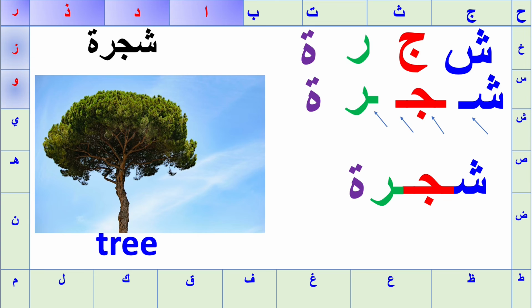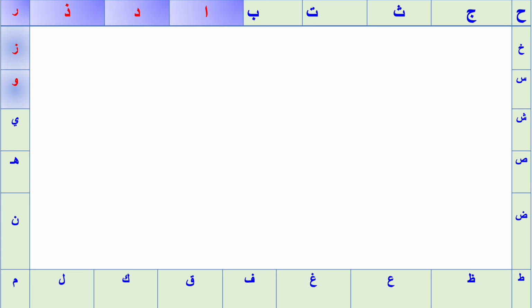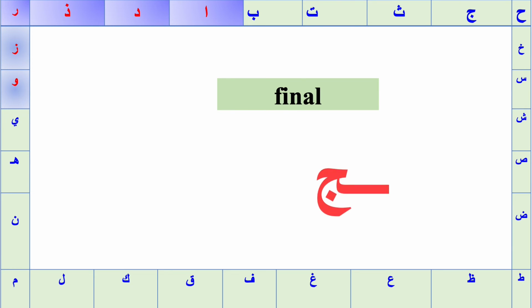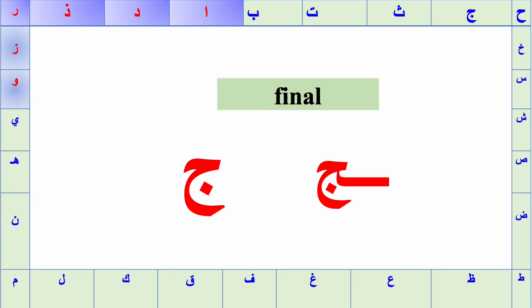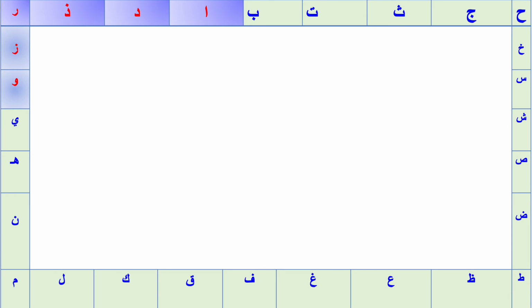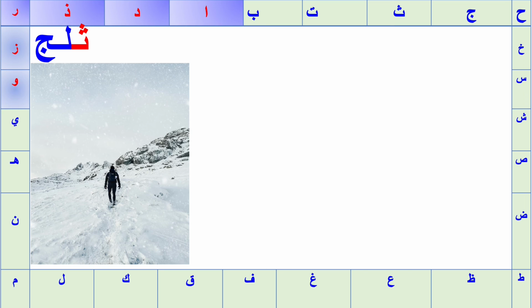The final position, the shape of the letter changes slightly, where we can have either this shape or this shape. We will have examples to illustrate the use of these shapes. The example we have is the word thalj. Thalj, meaning snow.